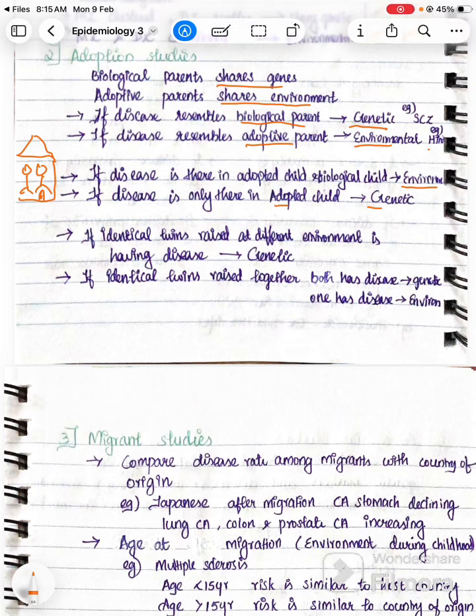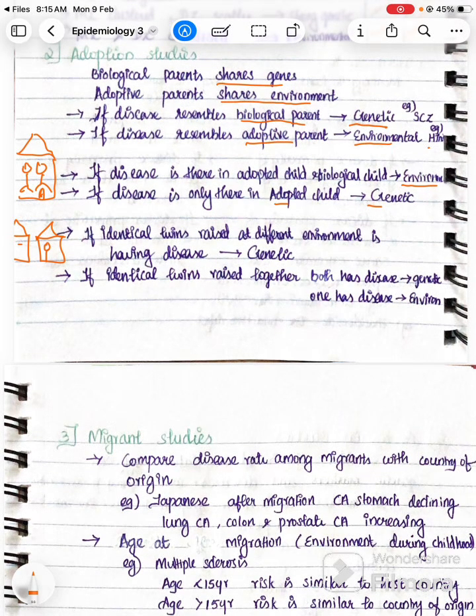If identical twins are raised in different homes and both have the disease, it means genetic origin. If identical twins are raised together and both have the disease, again genetic origin. If only one has the disease, environmental origin.